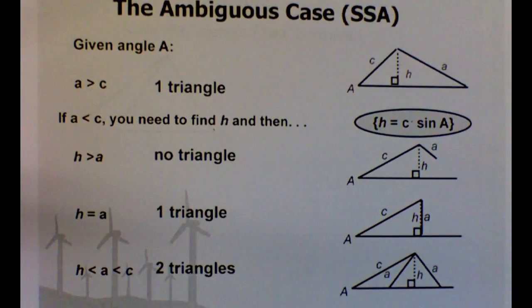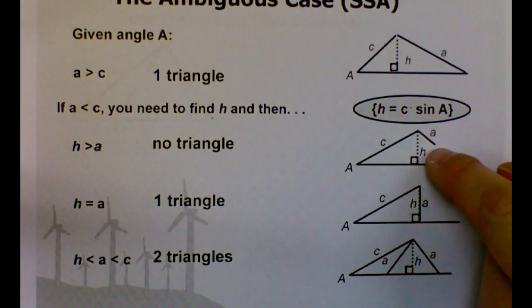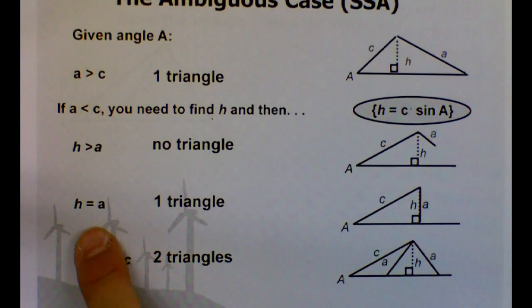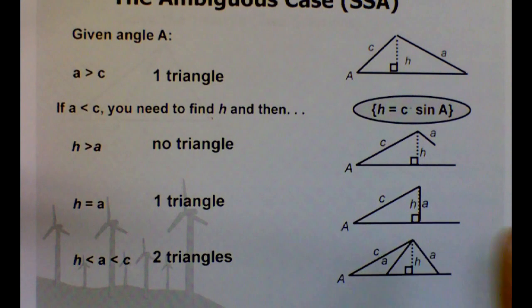If that value of h is bigger than our value of A, there's no triangle. That means this side is too short. He's just kind of dangling in the wind. He will never make that triangle. If h is equal to A, then you have one triangle and it's a right triangle.